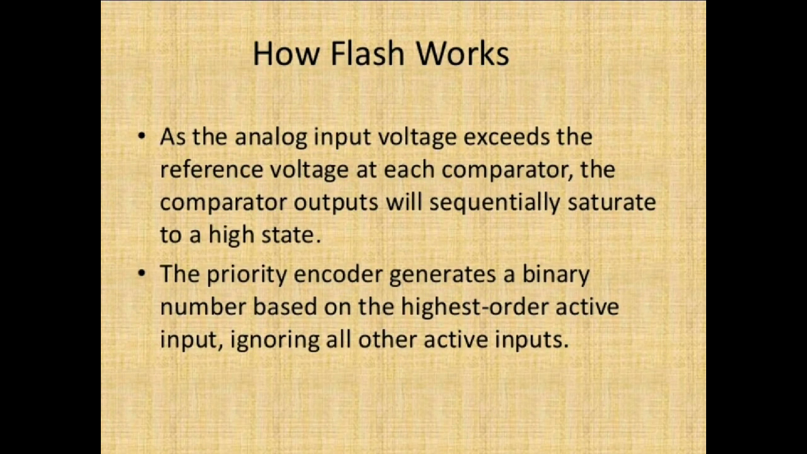This is already explained here. The priority encoder generates the binary number based on the highest-order active input, ignoring all the other active inputs. For the highest value of the inputs it receives, it encodes that, and the lower-valued inputs it deactivates or ignores. That is the function of the flash type of A to D converter.